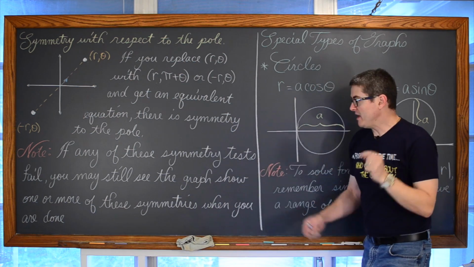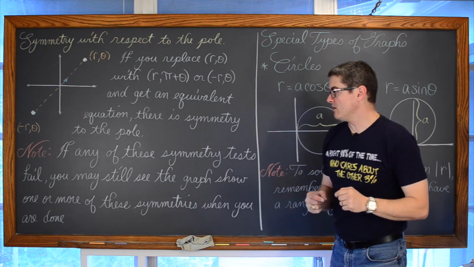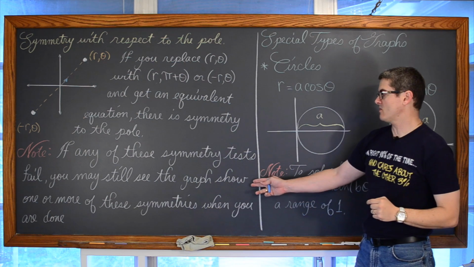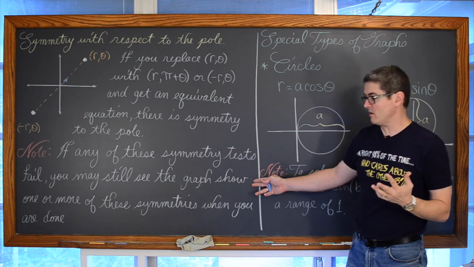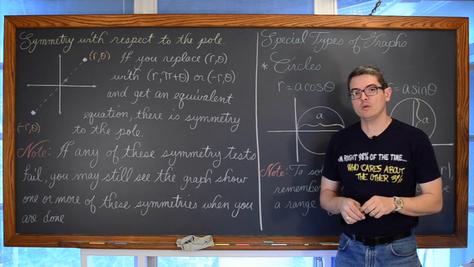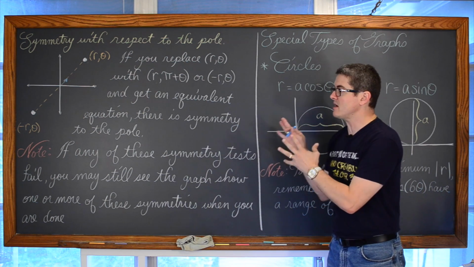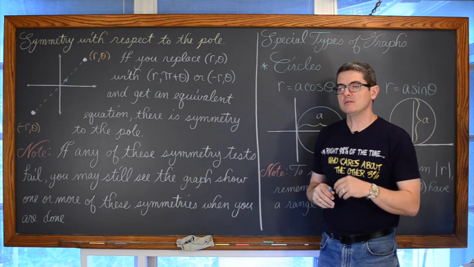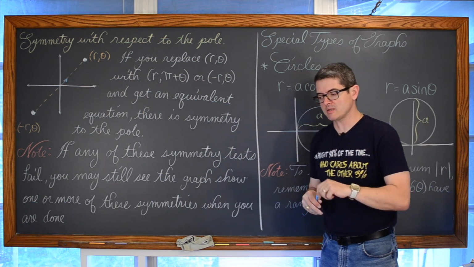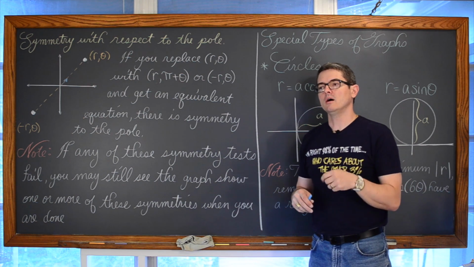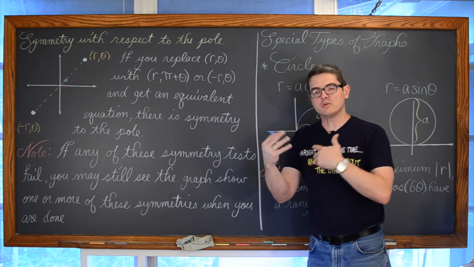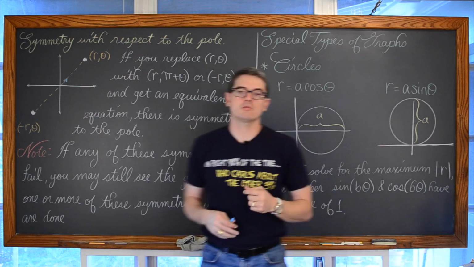One more time, if any of these symmetry tests fail, you may still see the graph show one or more of these symmetries when you're done. The algebraic test of these symmetries is, if they pass, then you're guaranteed that type of symmetry, and that can save you, you can reduce the number of points you have to plot to finish your graph.